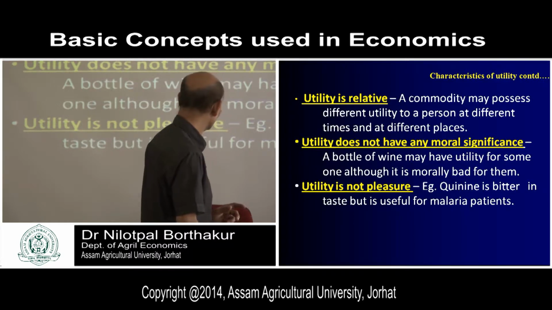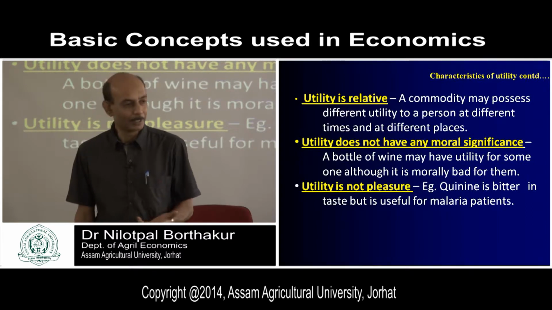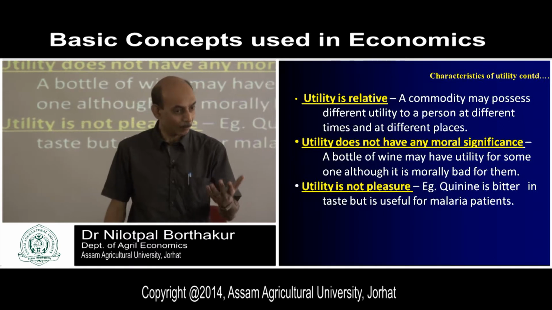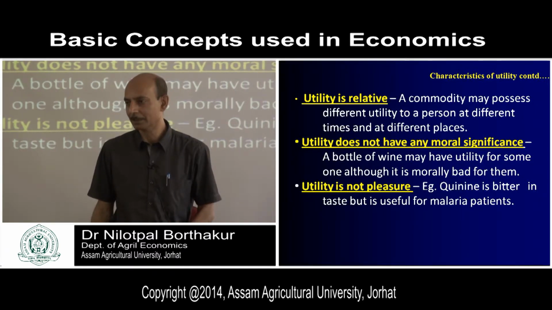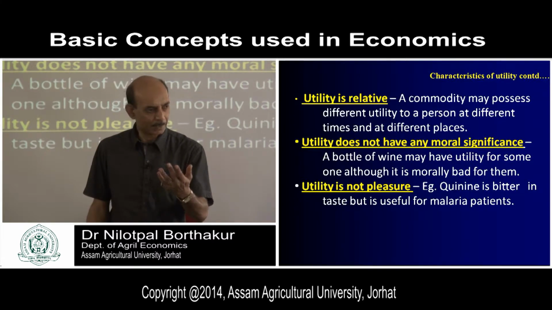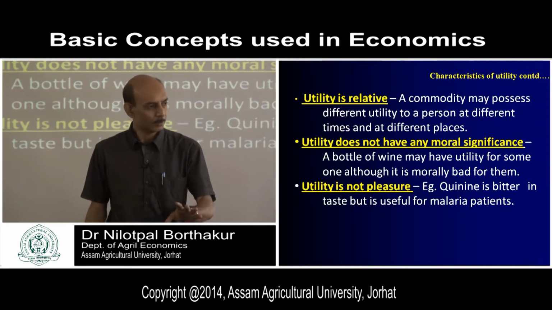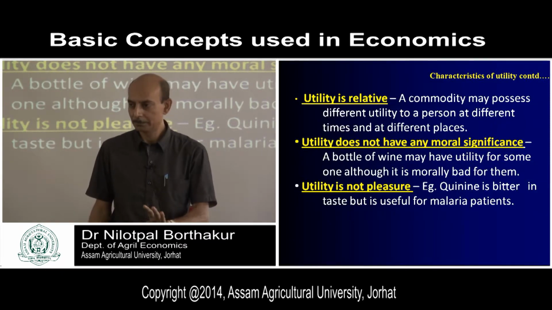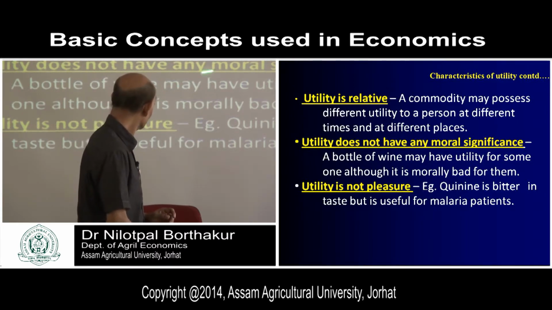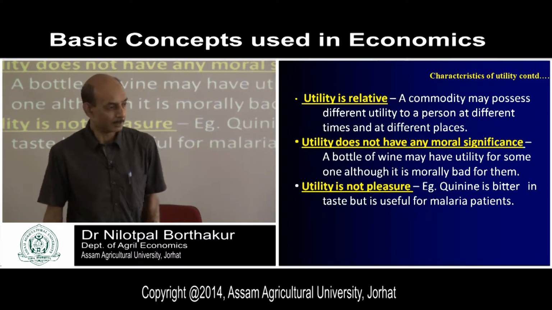Utility does not have any moral significance. A bottle of wine, although it is morally bad, has utility for some people. They may like it, they want it. That is why it has utility. For chain smokers, cigarettes are useful. Cigarettes have want-satisfying power for the smokers. So although certain goods are morally bad, the goods may still have utility. It doesn't have any moral significance.